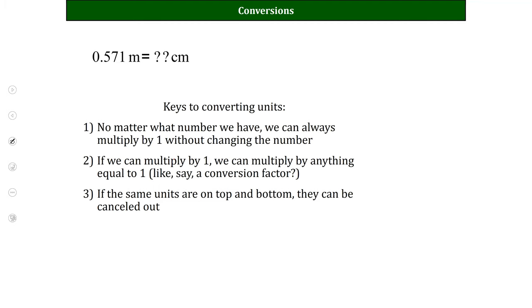So for instance, if we have 0.571 meters and we want to know how many centimeters that is, a lot of you could probably do that in your head if you've worked with centimeters at all. But if we want to show our work, which is a good habit to be in, all we're going to do is take that 0.571 meters and multiply it by a conversion factor that has meters on the bottom. Because remember, this is 0.571 meters over one, right? So we're just multiplying fractions. Everything is over one always, unless there's something else explicitly stated.